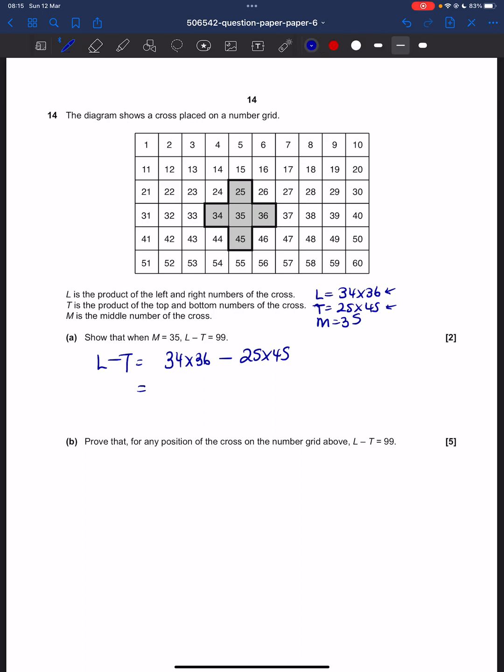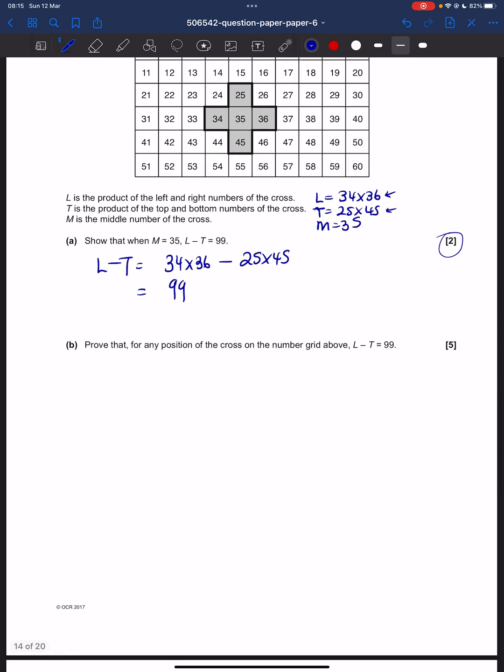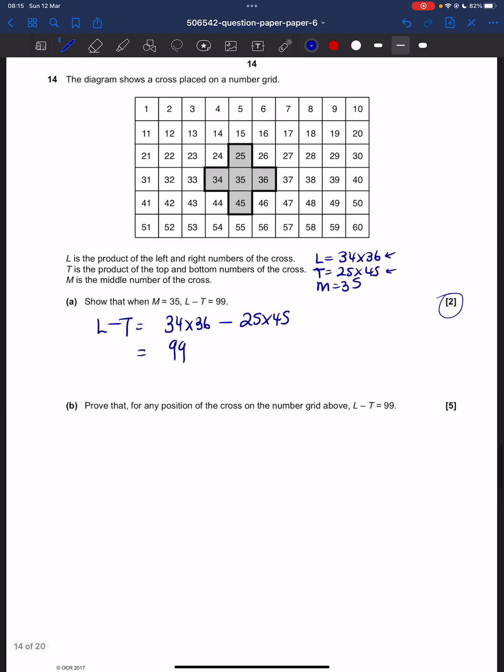25 times 45. I've run that through the calculator. 99. 2 marks. I say that 5 marks. Prove that for any position on the cross on the number grid above, L minus T is 99.